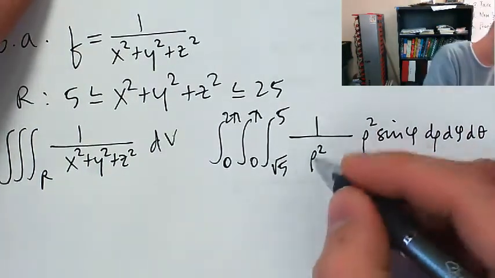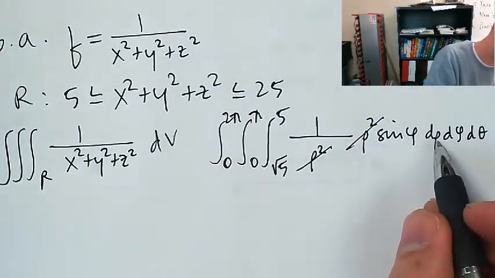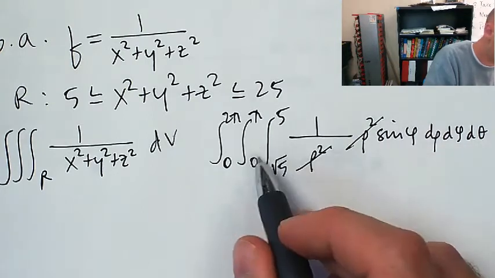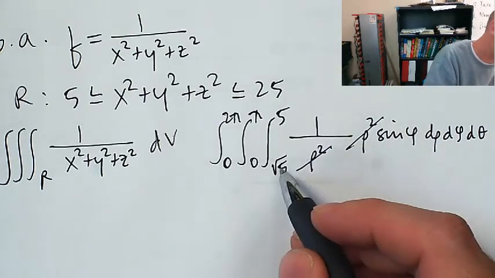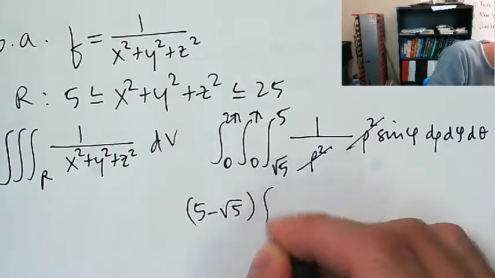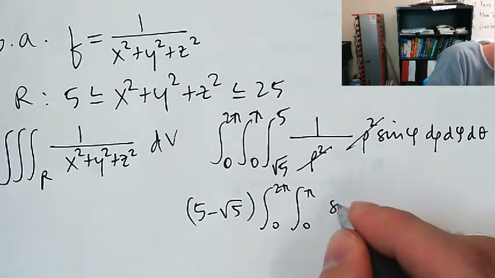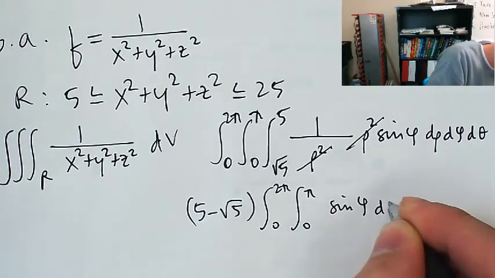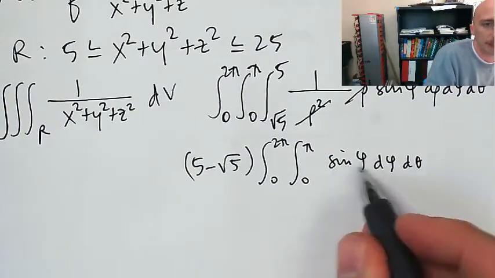All right. Well, this is great for us, right? We're going to anti-differentiate with respect to rho. We can factor out the sine of phi if we wanted. But that's just going to be 5 minus square root of 5. Now I can anti-differentiate this thing.